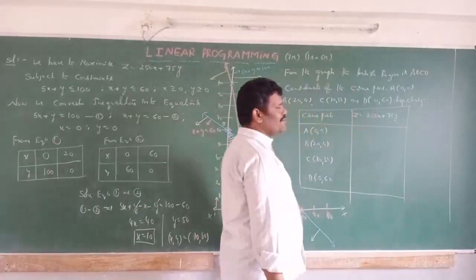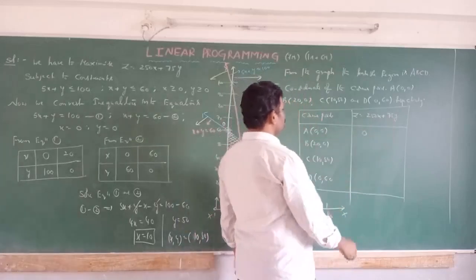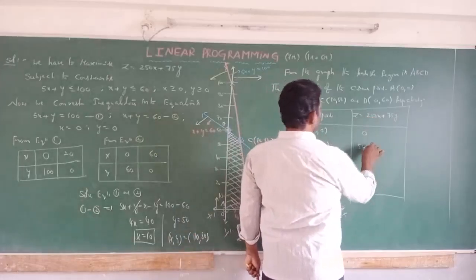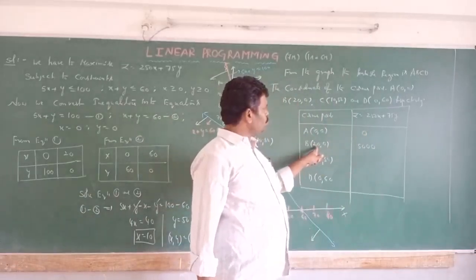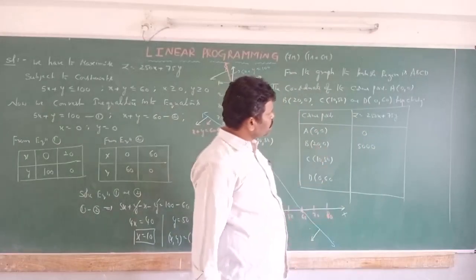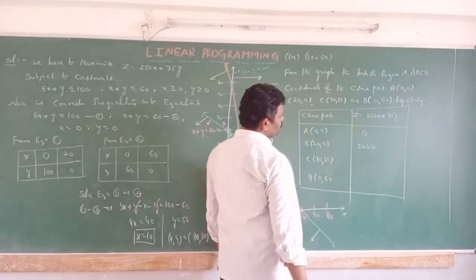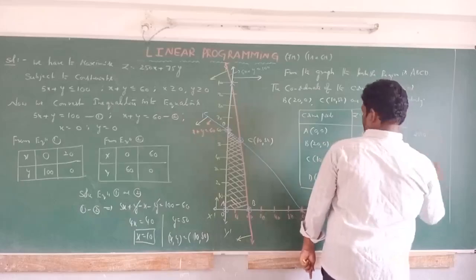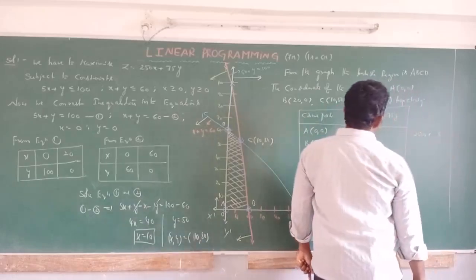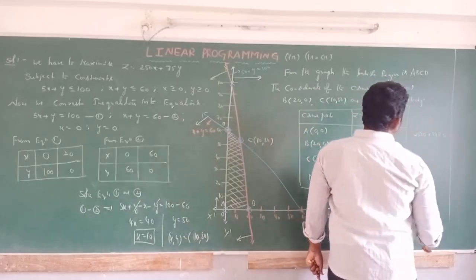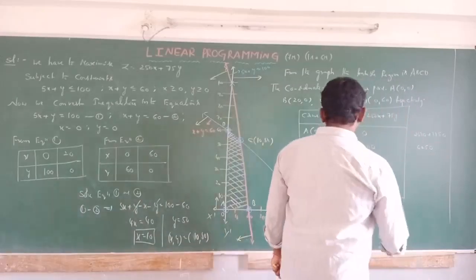Now substitute the values into z. At (0, 0), z is 0. At (20, 0), 250 into 20 is 5000. Then at (10, 50), 250 into 10 is 2500, plus 75 into 50: 5 sevens are 35, so 3750. The total is 6250.